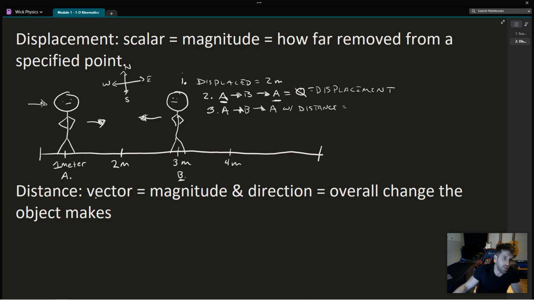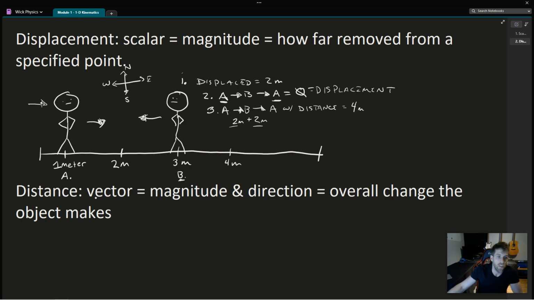Well, A to B is 2 meters. So we have a whole 2 meters here. Then B back to A, well, that's 2 meters again, because it took 2 meters to get there. So we're just going to do 2 plus 2. So the total distance is 4 meters.